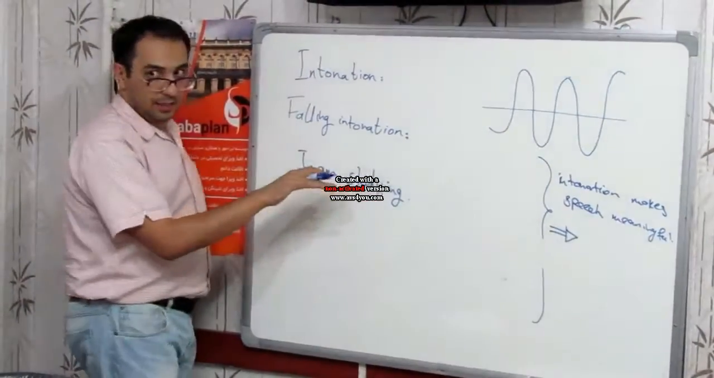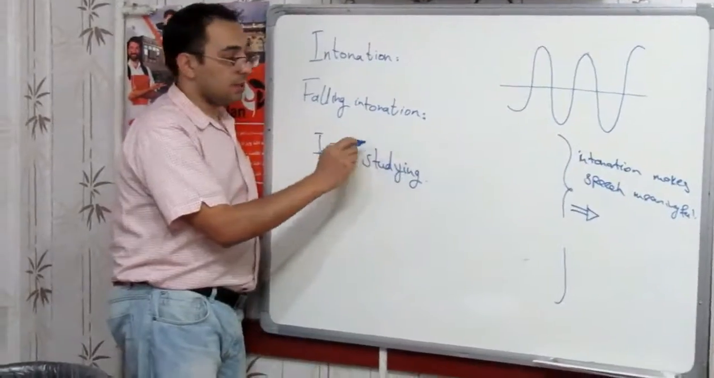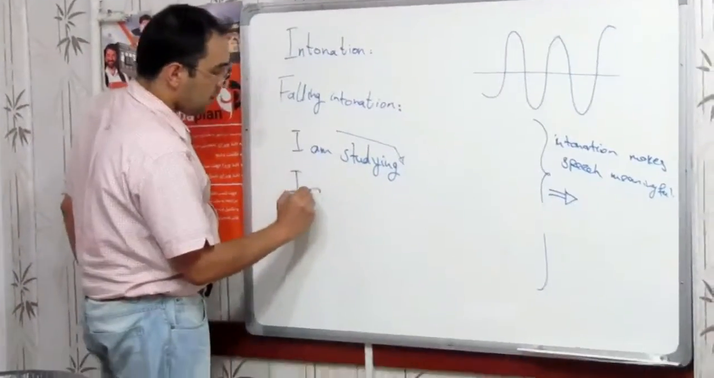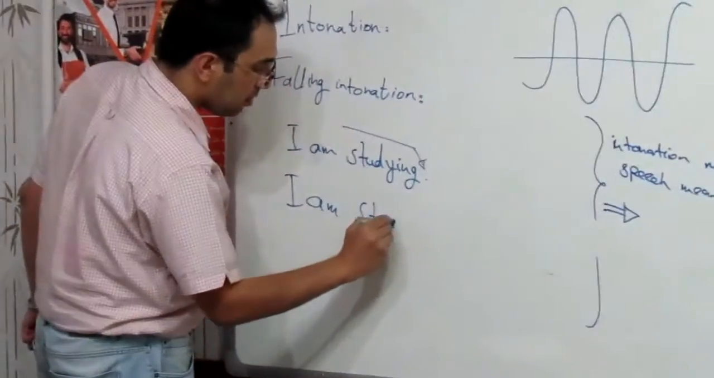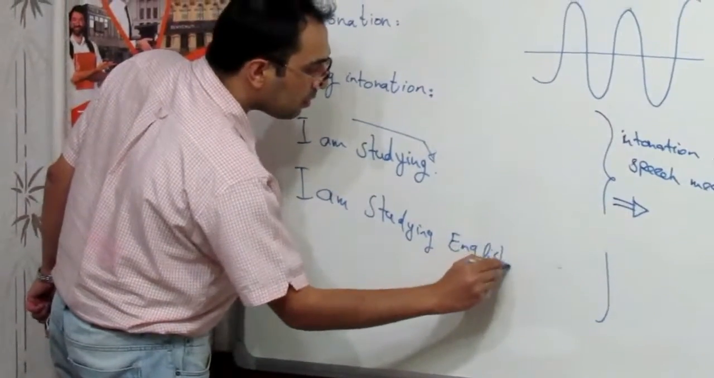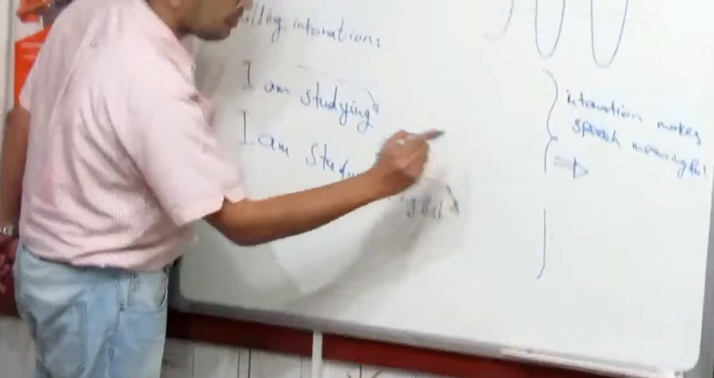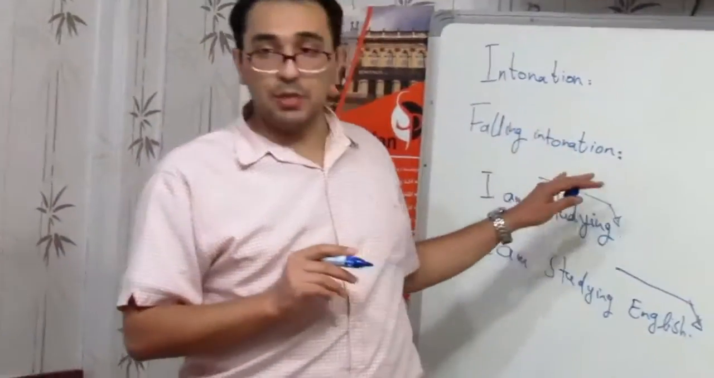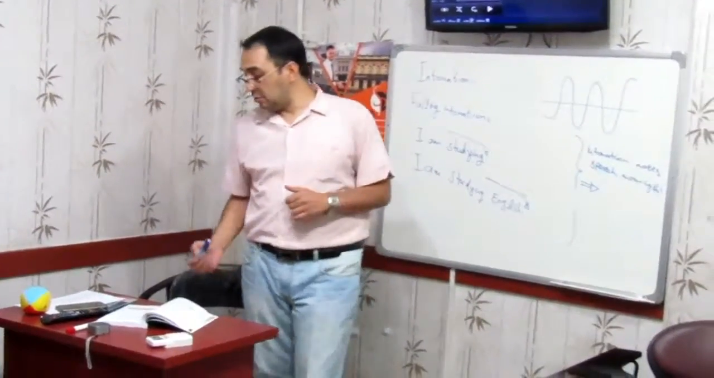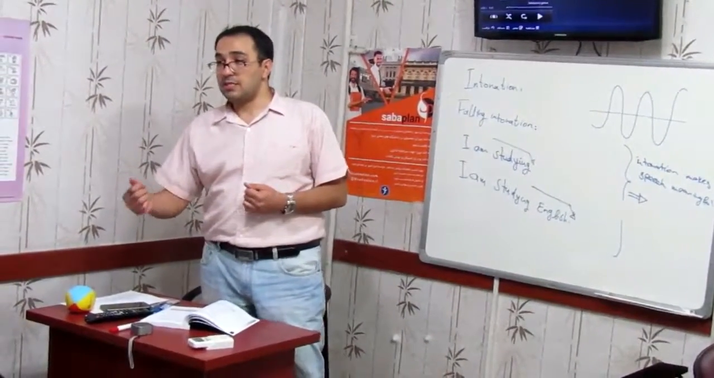I am studying. This is monotonous intonation. But I am studying, this is falling at the last utterance. Or I am studying English. Try to copy the prototype when native speakers are talking, because it helps you to talk as a native speaker, and it makes your sentence meaningful.